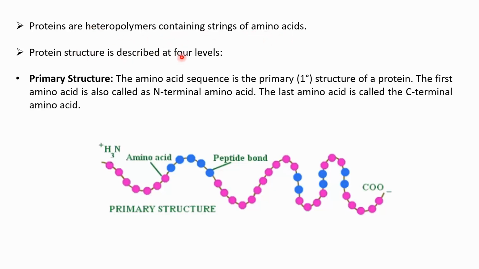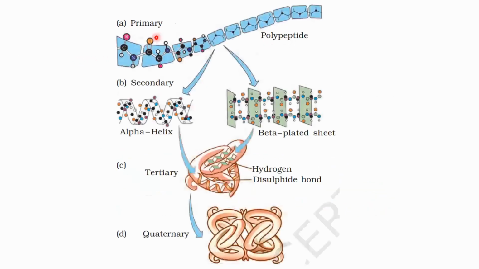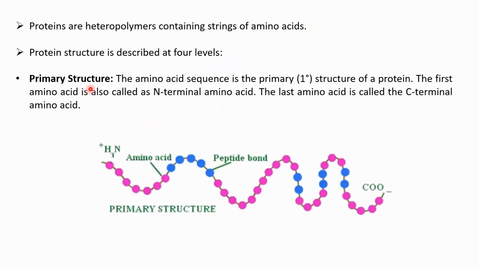And the structure of the protein is described at four levels, as shown in this diagram. The first level is the primary level, the second is the secondary, the third is the tertiary, and the fourth is the quaternary. With each level, the complexity increases. The primary structure is simply the amino acid sequence of a protein.